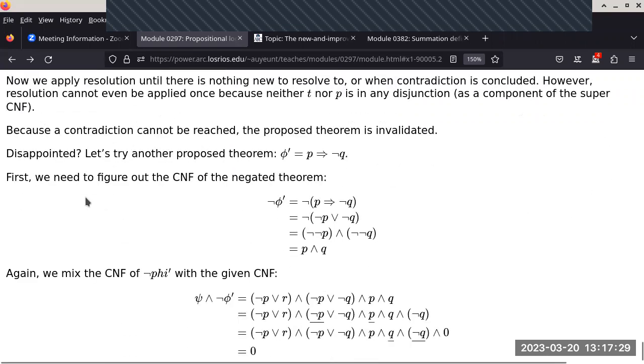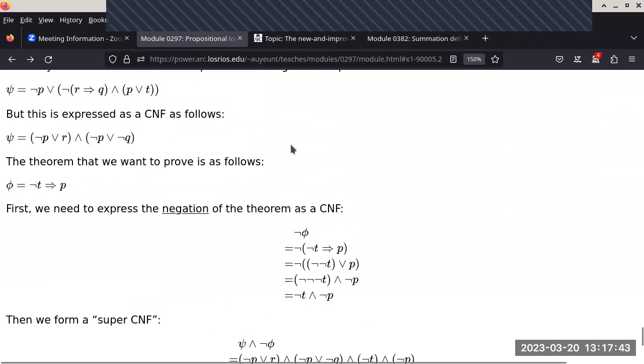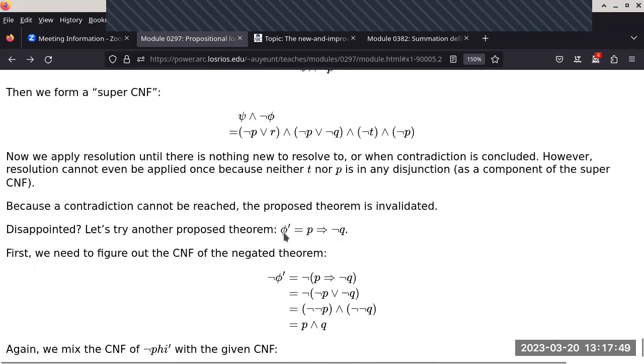So we have another example here. This phi prime is a different theorem, a different expression. It is P implies not Q. So now the question is, can I prove that psi, which is all the way up here, does psi imply phi prime? That's my question.